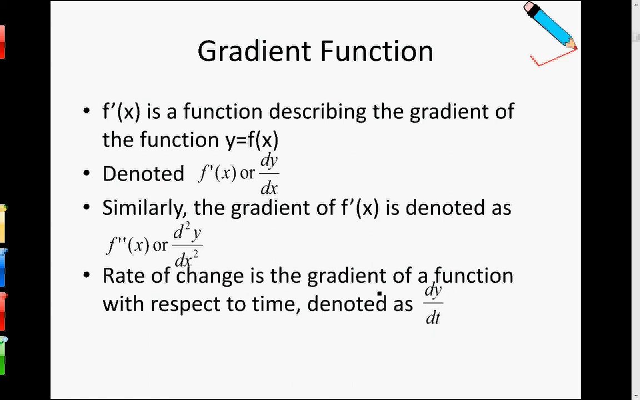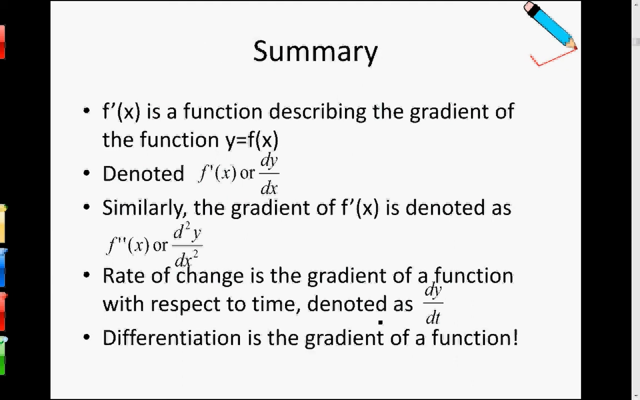Another point to take note of is that the rate of change is not only restricted to y and x. It can be dy/dt, where, let's say, y is a function of time, and then we can take the derivative with respect to time. So if y is the displacement, then its derivative with respect to time would be its velocity. So there are certain applications to physics.